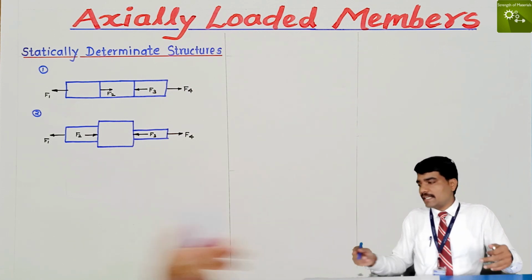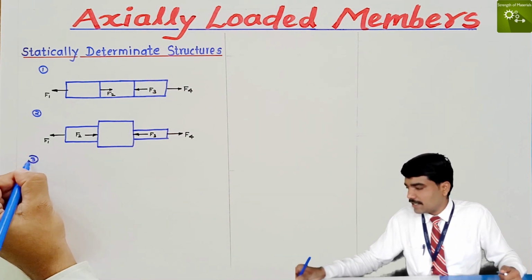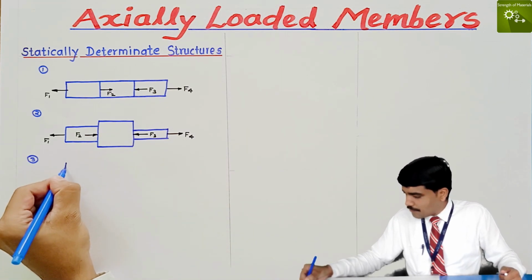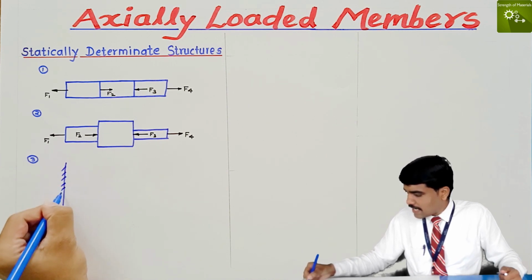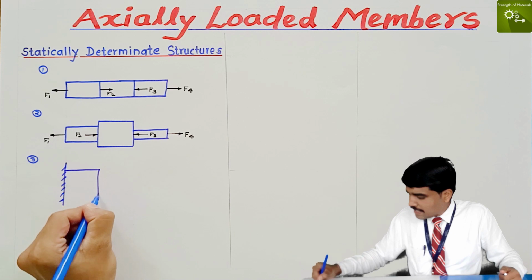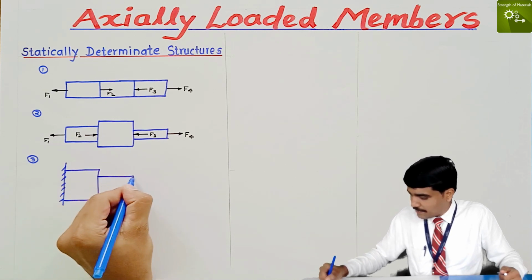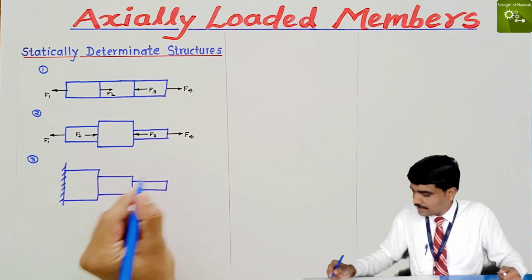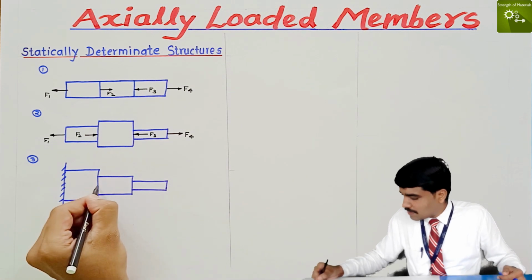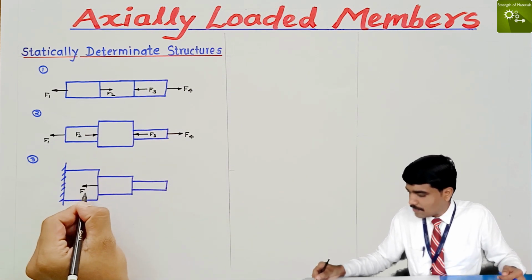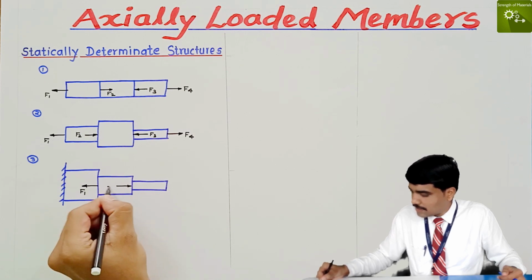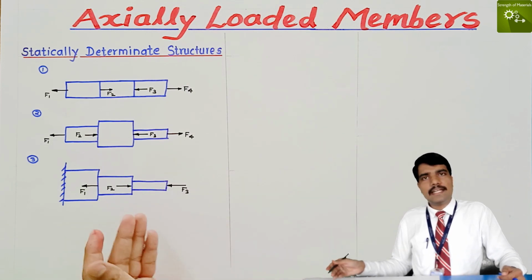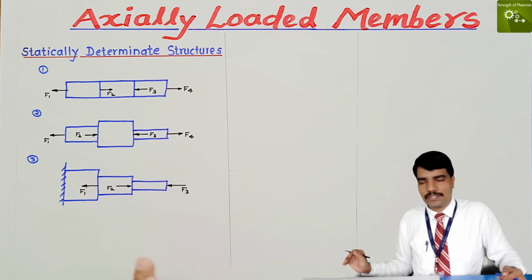The third type of statically determinate structure is like a cantilever. We know what a cantilever beam is: a beam having one end fixed and the other end free is called a cantilever beam. Let's consider an axially loaded member like a cantilever, with different forces acting on it. Suppose this is F1, this is F2, this is F3. Again, it may be homogeneous or heterogeneous, no issue.